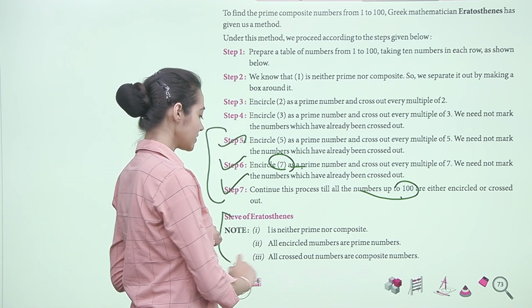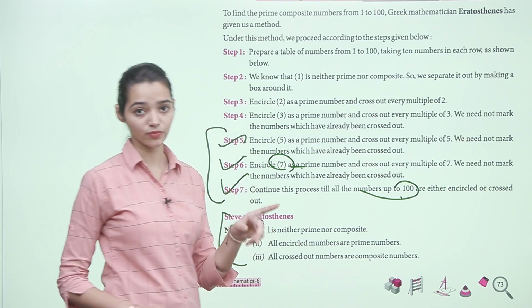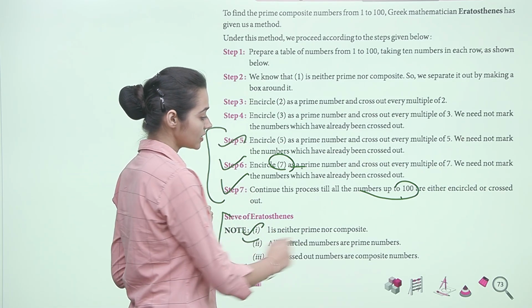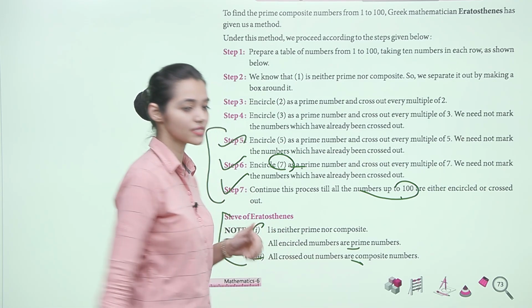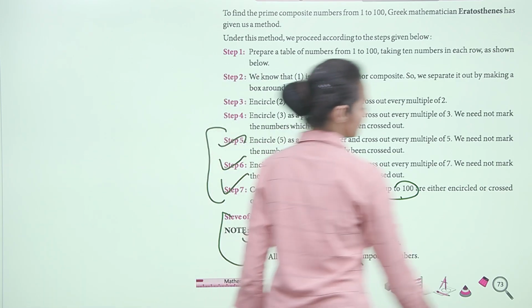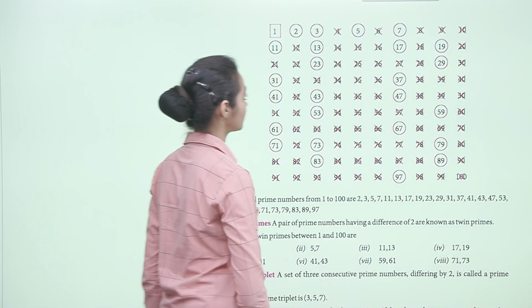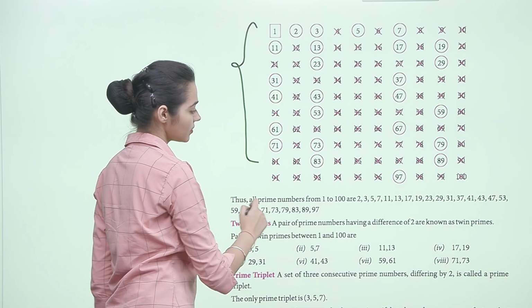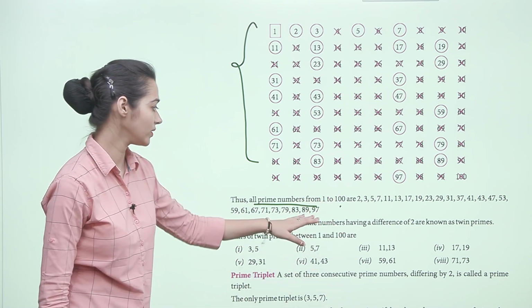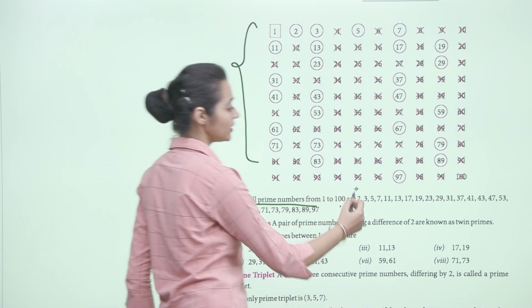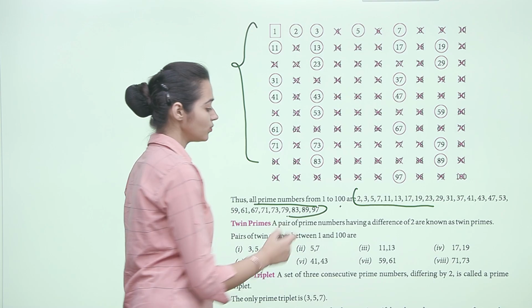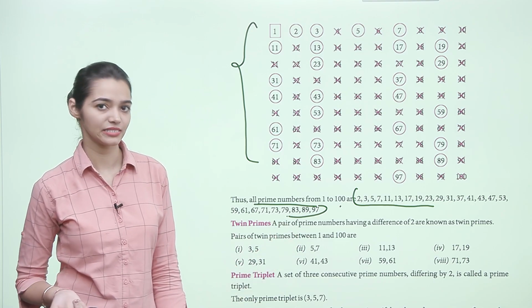So, what does the sieve tell us? We have noted that 1 is neither prime nor composite. All encircled numbers are prime numbers and all crossed out numbers are composite numbers. So, here are all the numbers, and the prime numbers between them are 2, 3, 5, 7, 11 and so on up to 83, 89 and 97.